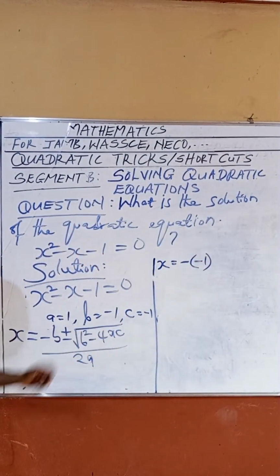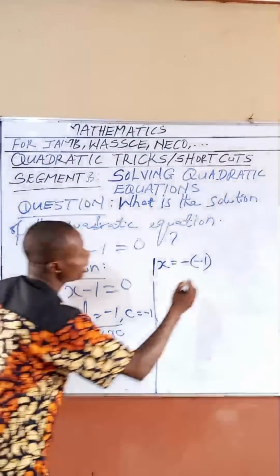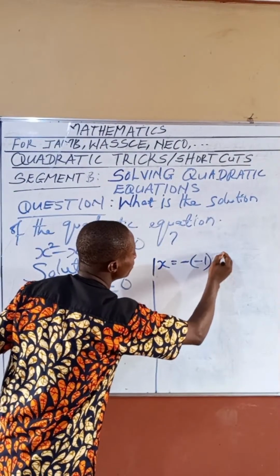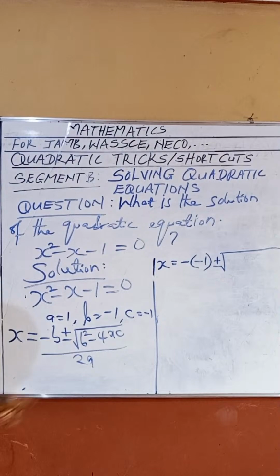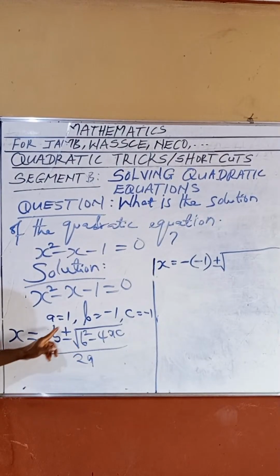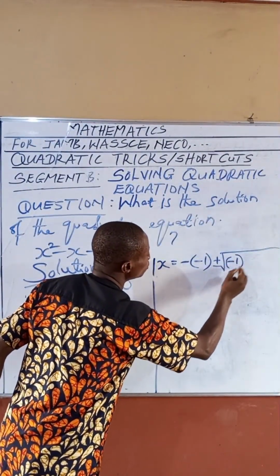One here. Then before the plus or minus, come here and write plus or minus. Then we move to the next parts there. So we have b squared. That's b is minus 1. Square this minus 1. That's the meaning. So we have minus 1 squared. We are going to square minus 1.